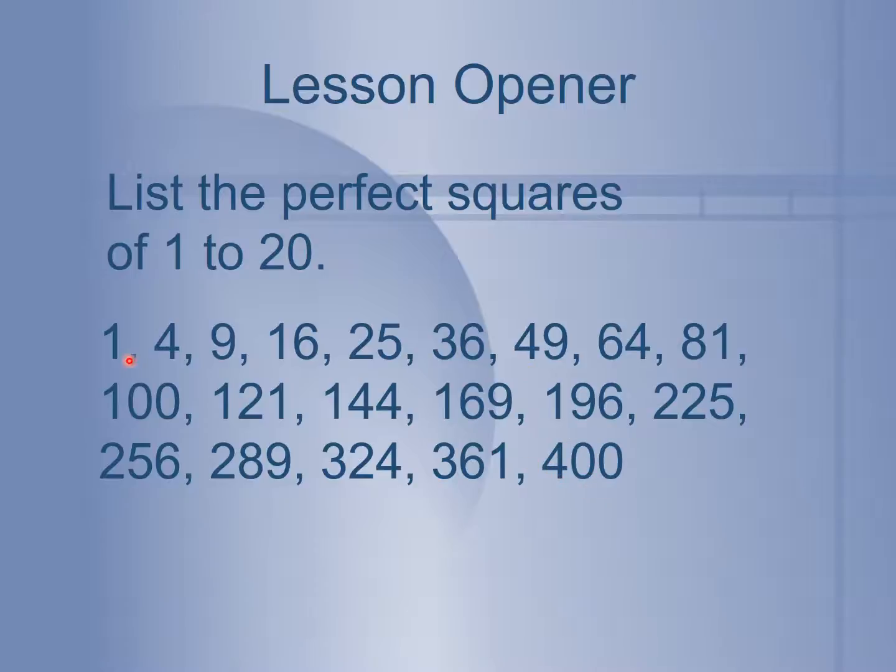So this list right here is the list of perfect squares. So these are numbers that we got from taking a number and multiplying it by itself.